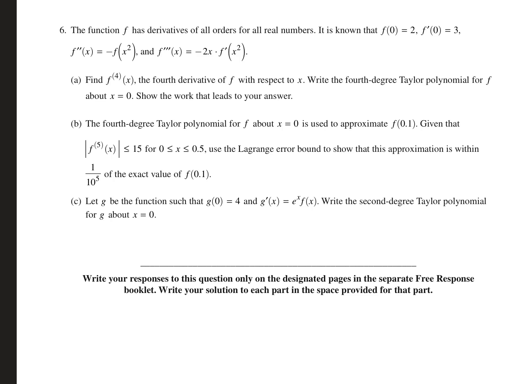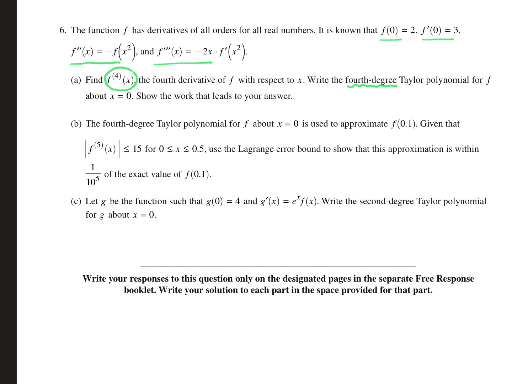All right, this is from the 2023 exam, the Taylor polynomial. They've given us some stuff about how the function's behaving. We have f of 0, f prime at 0, the second derivative, and the third derivative. They want us to find the fourth derivative and write the fourth degree Taylor polynomial about x equals 0.